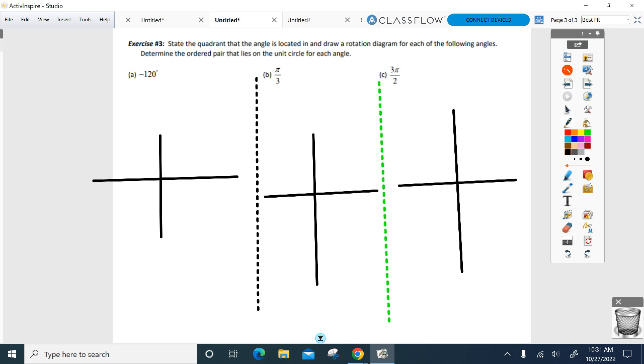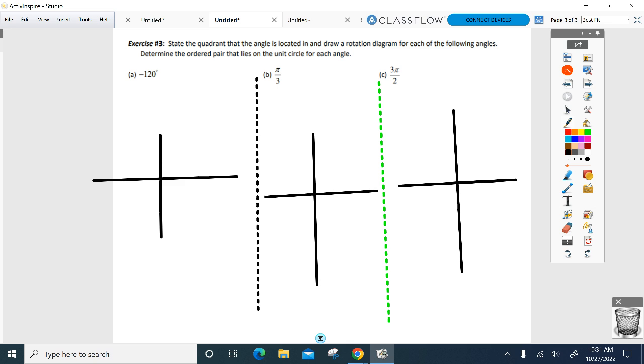There are three parts to every problem. First part, tell me what quadrant we're in. Second part, graph it. And the third part, which is the new part today, name the point on the unit circle where it is. All right, so let's start.